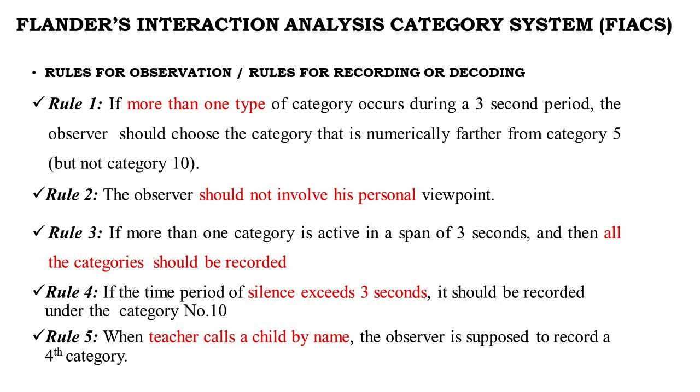Rule 2. The observer should not involve his personal viewpoint. Rule 3. If more than one category is active in a span of 3 seconds, then all the categories should be recorded. If after 3 seconds, no category changes, then the same serial number should be repeated in the next 3 seconds. Rule 4. If the time period of silence exceeds 3 seconds, it should be recorded under the category number 10. Rule 5. When teacher calls a child by name, the observer is supposed to record a fourth category.